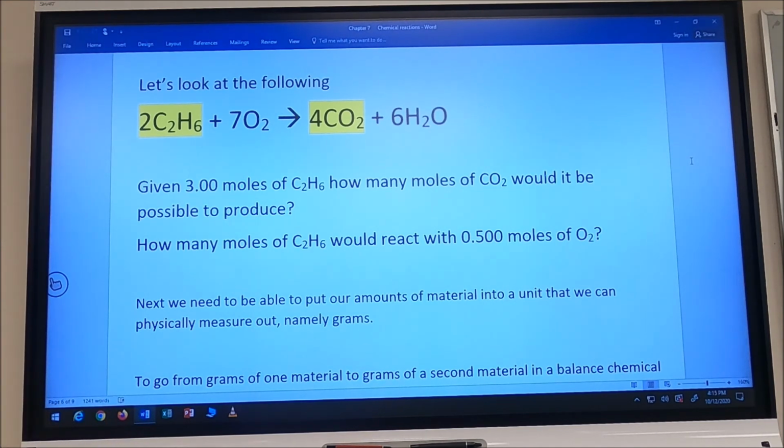I apologize. Okay? So this is an important skill for us to be able to have, to go from moles of one material in a balanced chemical equation to moles of another material in a balanced chemical equation.